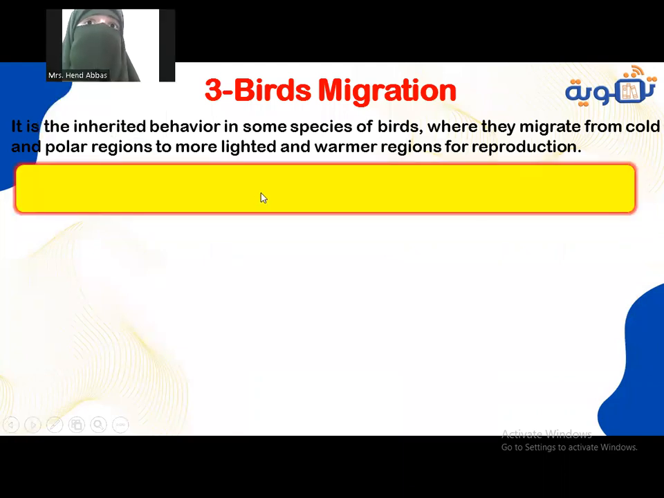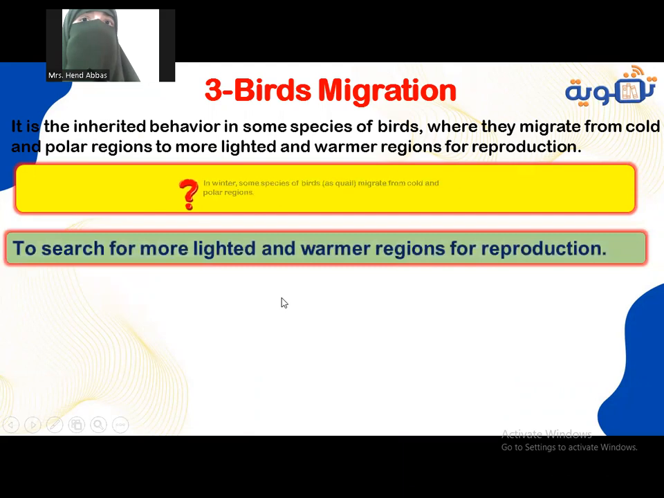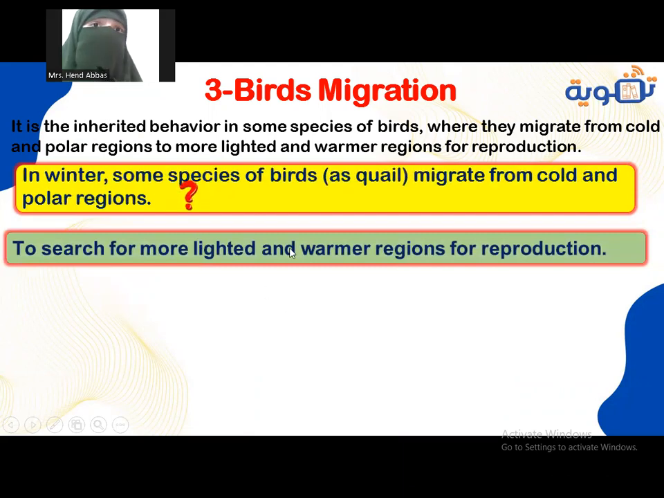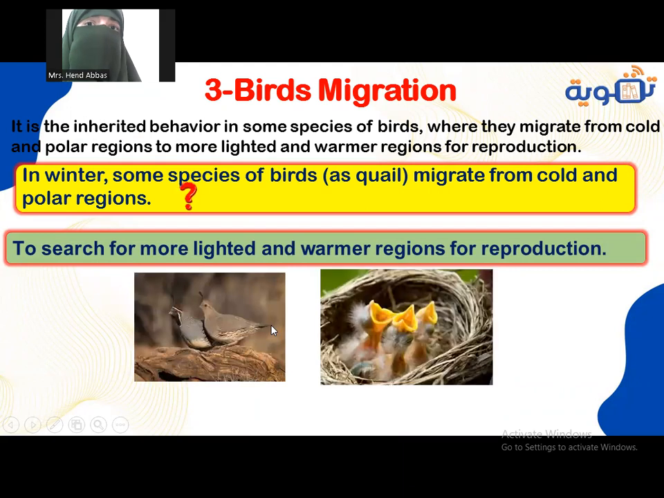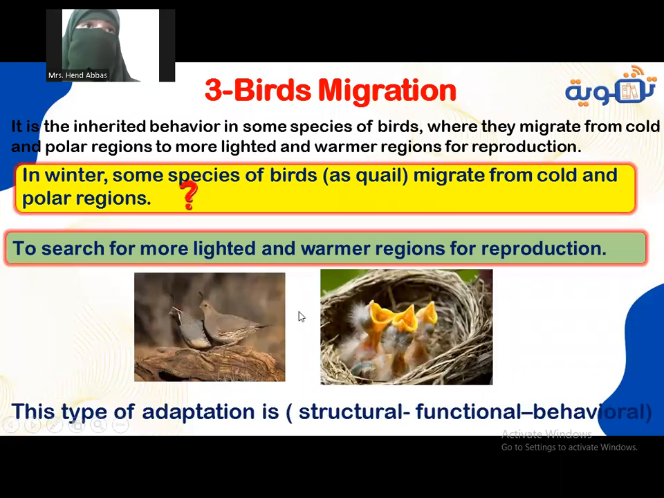It's an inherited behavior through which the birds migrate from cold and polar regions to lighter and warmer regions. Why do these birds do that? To search for a warmer and lighter place for reproduction. They reproduce and raise their chicks. Then, when the environmental conditions become favorable, they return to their homes again. Okay, what type of adaptation is this? It happens at a specific time of the year, so it's behavioral adaptation. So migration, hibernation, and estivation, all three are behavioral adaptations.